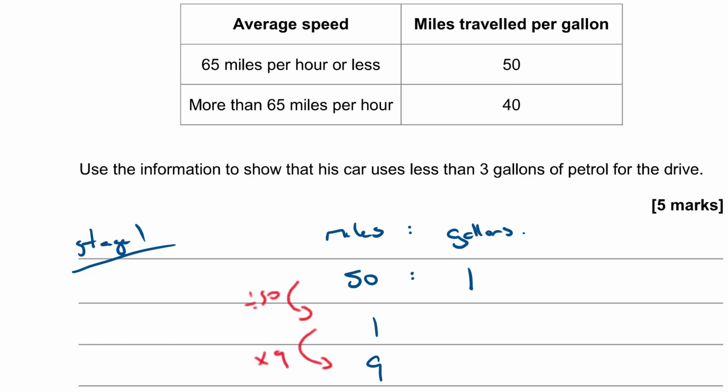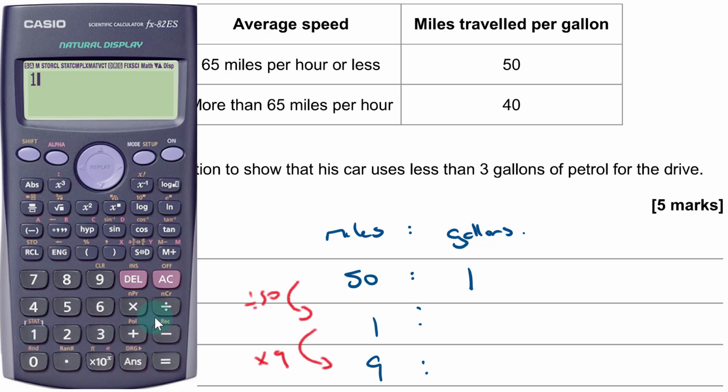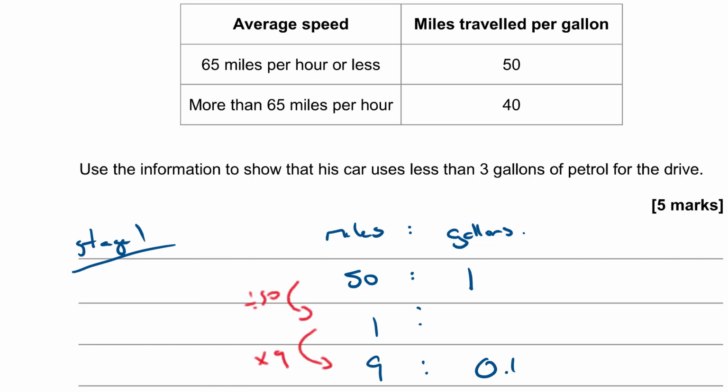to do 9 miles. It's always going to be a decimal, isn't it? So if I take 1 and divide it by 50 and then times it by 9 as well, my 9 miles is going to consume 0.18 gallons. Okay, so that's the first stage of my journey.